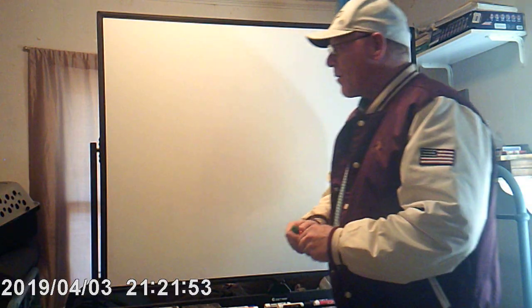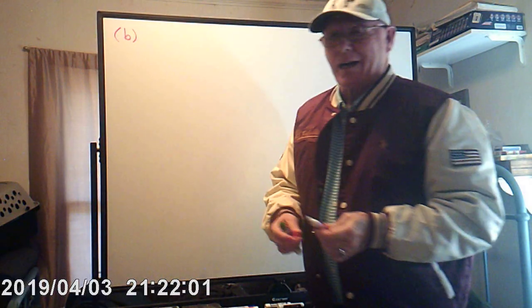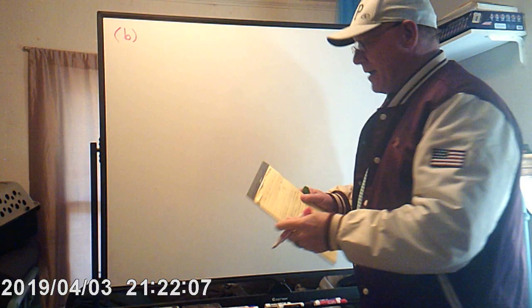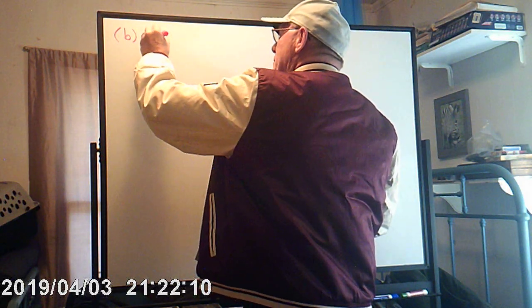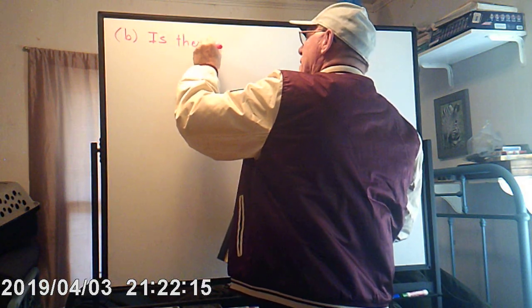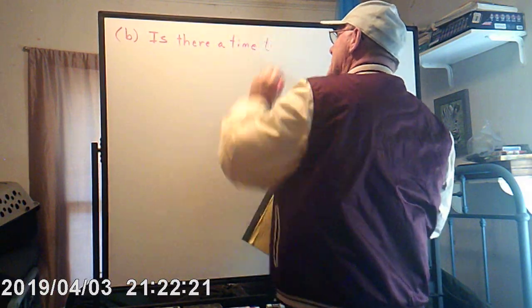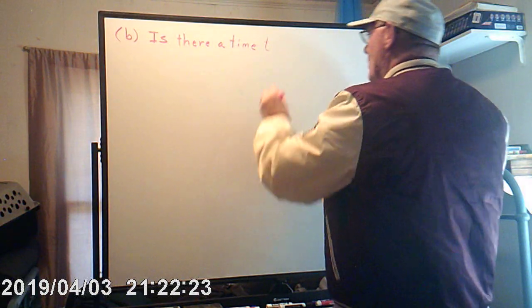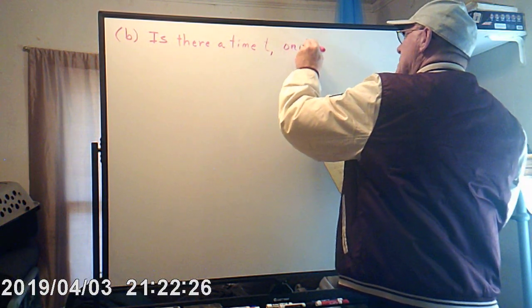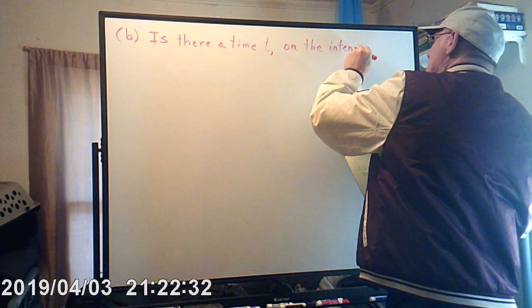So let's look at part B. We'll put this in a different color. Okay, part B. Now, I like this problem. I like the other one. That's pretty good. Let's put this right here. Is there a time t on this interval? It's a closed interval.